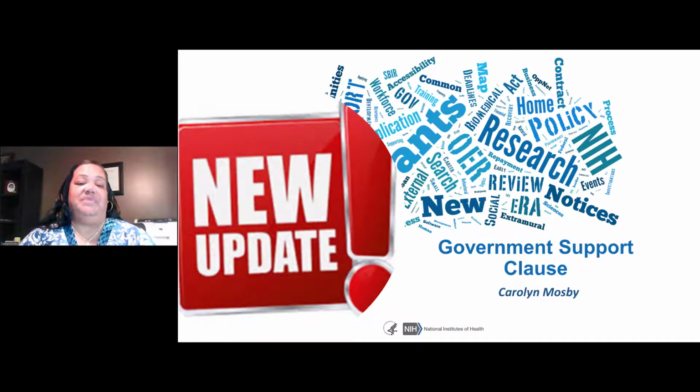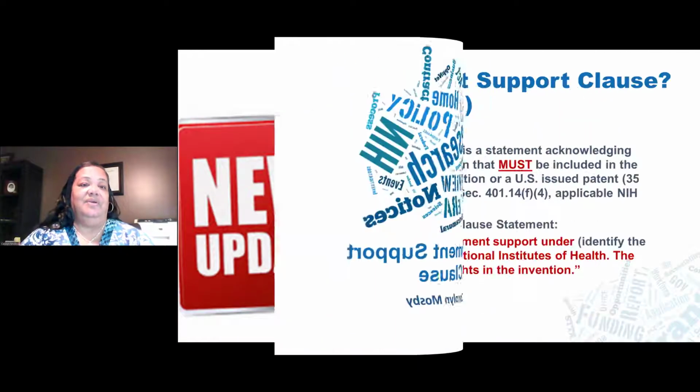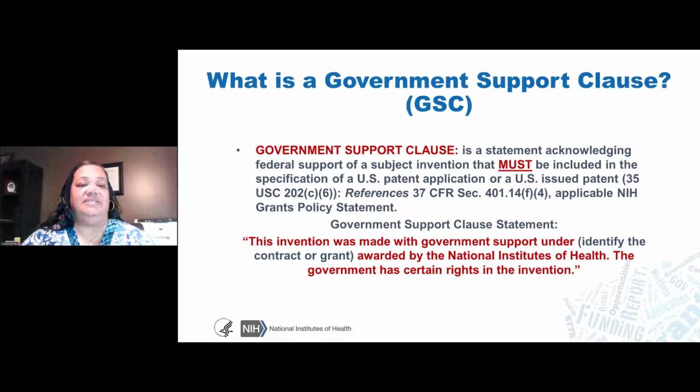Let's discuss the government support clause. What is a government support clause? GSC. A government support clause is a statement acknowledging federal support of a subject invention that must be included in the specification of a U.S. patent application or U.S. issued patent. The government support clause reads as follows: This invention was made with government support under identify the contract or grant awarded by the National Institutes of Health. The government has certain rights in the invention.